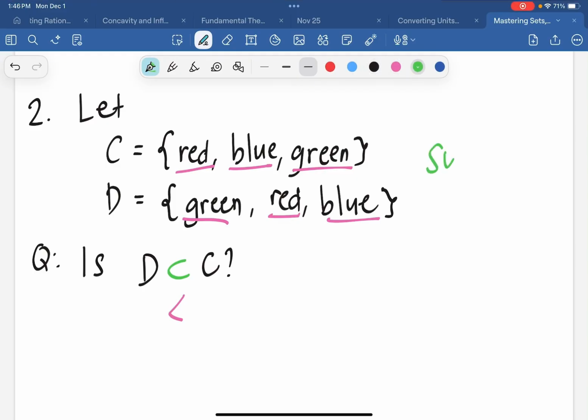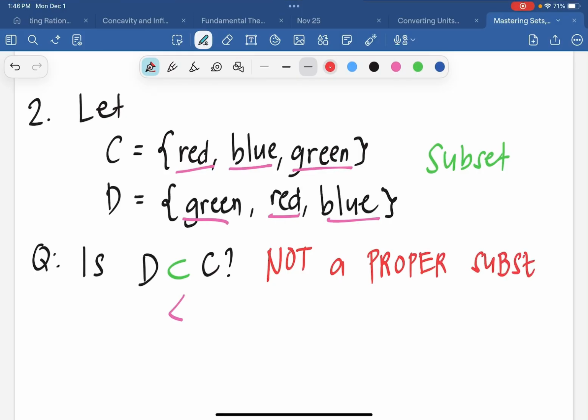Since both sets are equal to one another despite the arrangement of the colors or elements, this one here is a subset and not a proper subset. Okay, so since they are equal, proper subsets must be smaller.